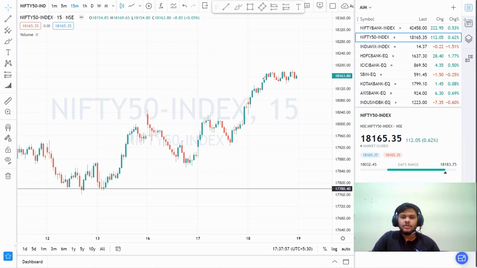But if it closes below 18,150 by opening gap down or opening flat and trades below that or shows some continuous negative movement, then you can expect some selling pressure here also, and our target will be 18,040 to 18,030.